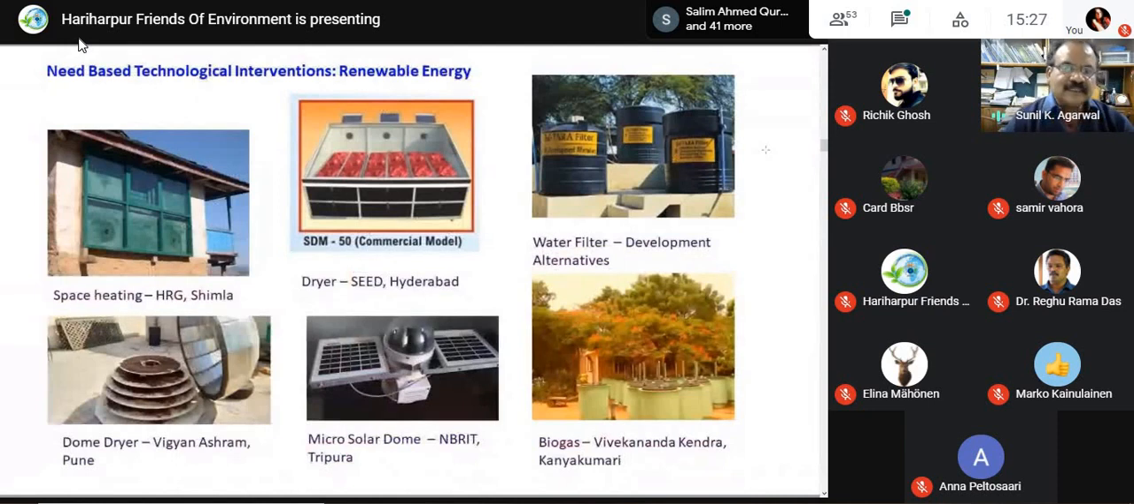So that's what you can see in this slide, particularly about the renewable energy kind of interventions, which is for space heating by the HRG Simla, and a dryer has been developed by Seed Hyderabad. This is another group working in Hyderabad, and they have developed varieties of dryers of different capacities for drying fruit pulp or making some value-added products, and also minor forest produce, making powder and even some syrup. And at the bottom, this is the dome dryer designed and developed by Vigyan Ashram, one of the core groups based in Pune, and the biogas system, which I told you, Vivekanand Kendra from Kanyakumari. Next slide, please.